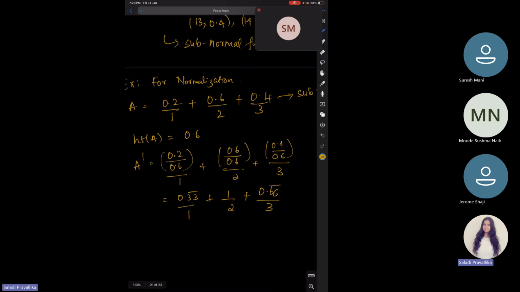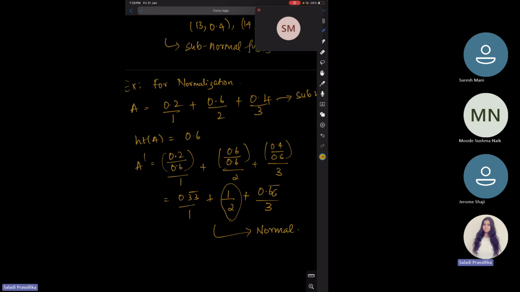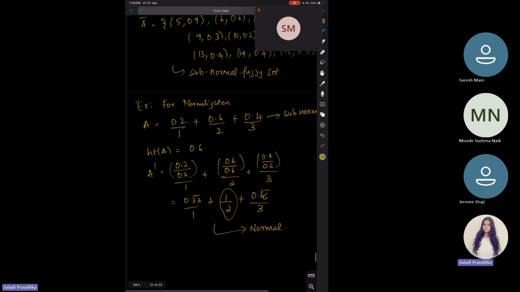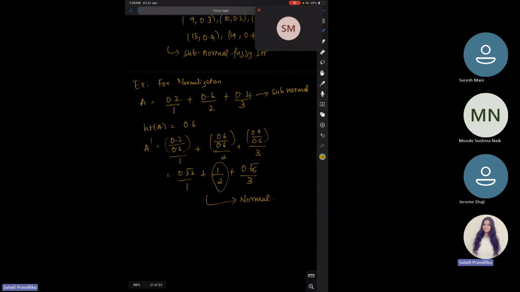None of the values have a membership value of 1. Whereas when you do normalization, that is when you divide all of the membership values by the height, the maximum membership value, you get one element with a membership value of 1. So it basically becomes a normal fuzzy set. This is the reason why we do normalization, and this is how we do it. I hope it's clear now.